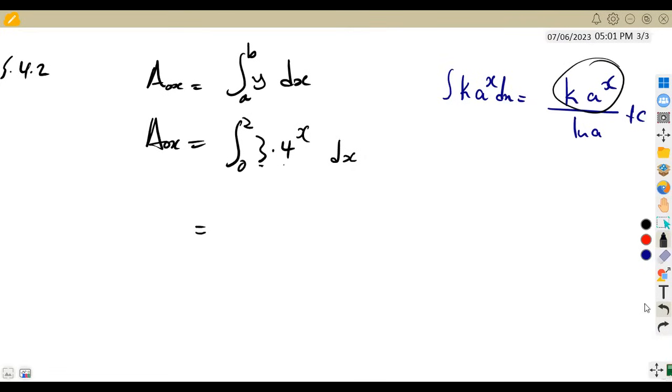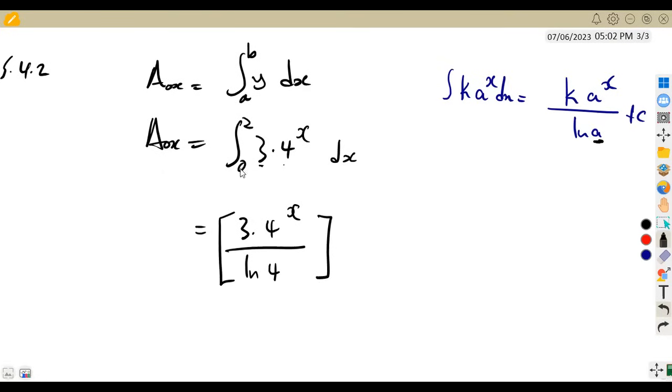That is k a to the exponent of x as it is, which is 3 times 4 to the exponent of x over the ln of the base, which is the ln of a. So it's going to be the ln of our base, which is 4. So this is going to be over ln 4, taking our limits from 0 to 2. The plus C is not a matter of fact here. You can use it, but it's not a matter of fact there.